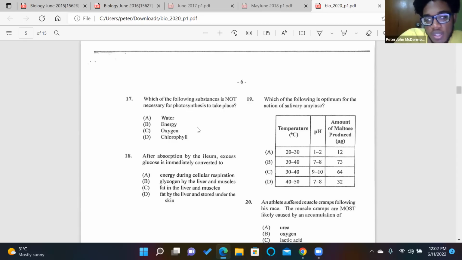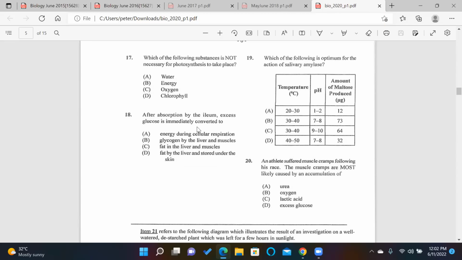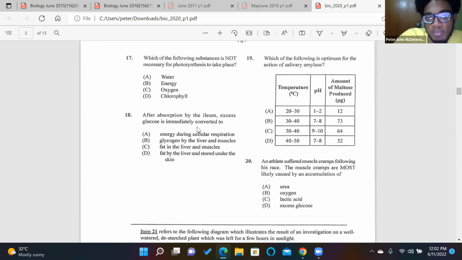What do we need for photosynthesis? What's the equation? Water, carbon dioxide, energy, and chlorophyll. Yeah, pretty much. So 6 CO2 plus 6 H2O in the presence of energy in the form of light gives you C6H12O6 plus 6O2, right? So you need chlorophyll as well. Light, energy, water. You don't need oxygen.